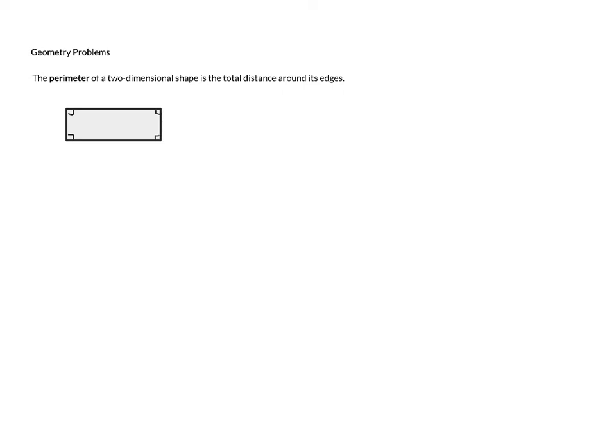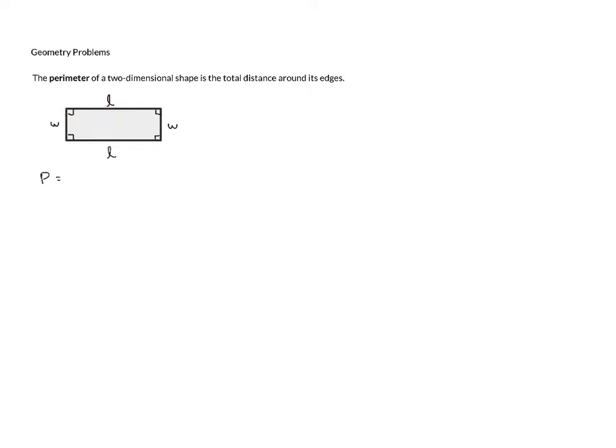We can label the sides length and width. And one fact about rectangles is that opposite sides are the same. So if the bottom has length L, the top is also going to have length L. And if one side has width W, the other side is going to have width W. Now we're told the perimeter is the total distance around its edges. So what we do is we start in this corner and we add up all the different distances as we go around to get the perimeter.